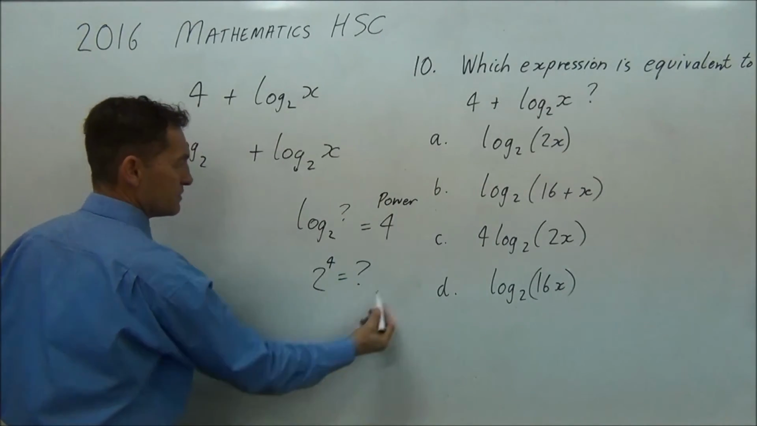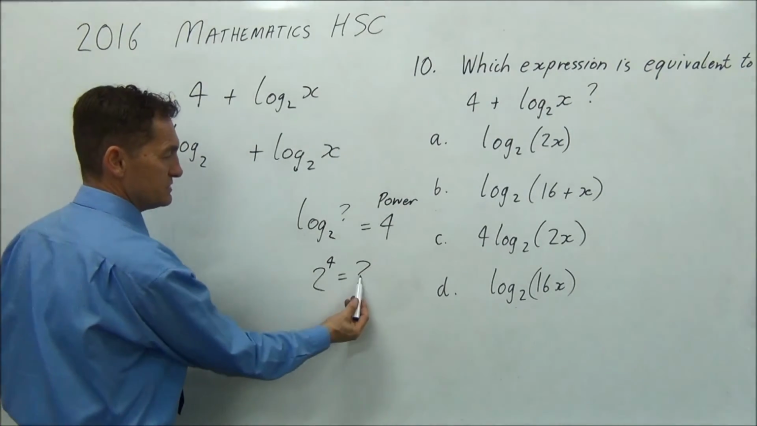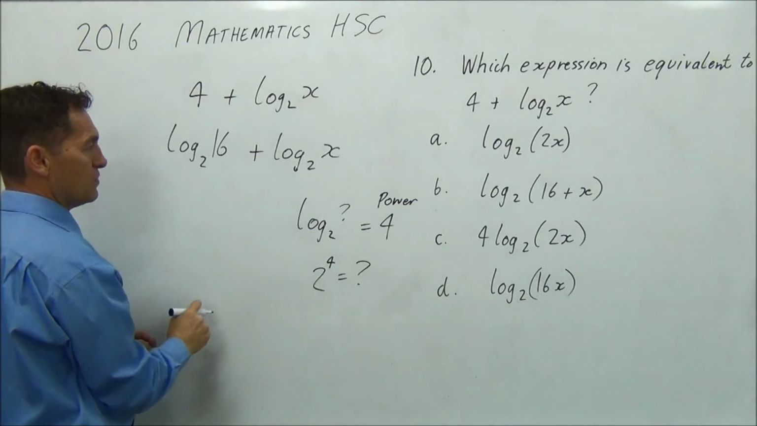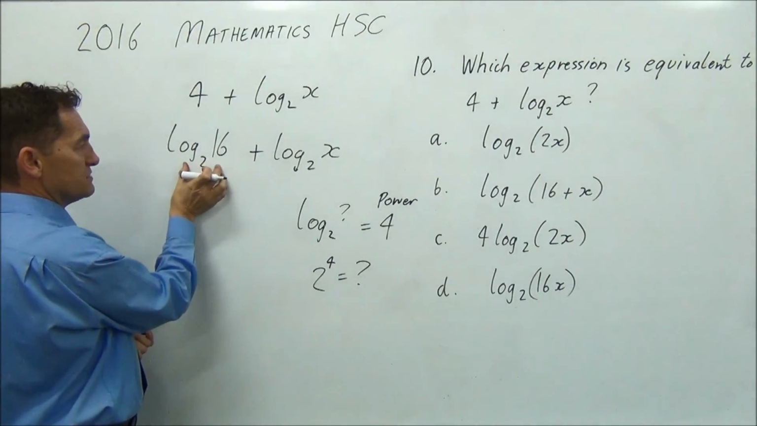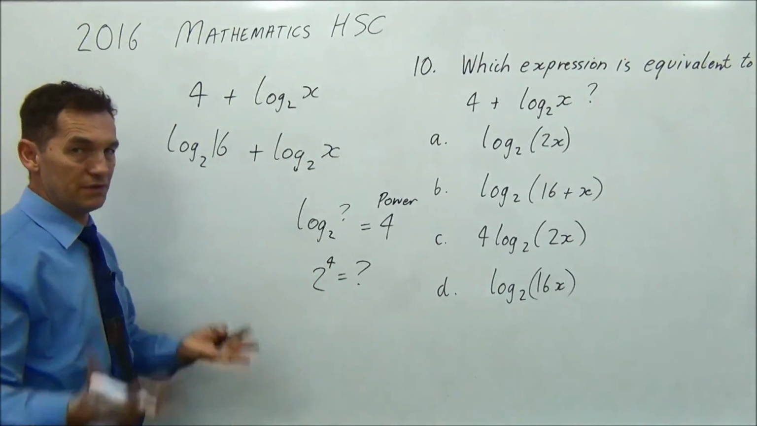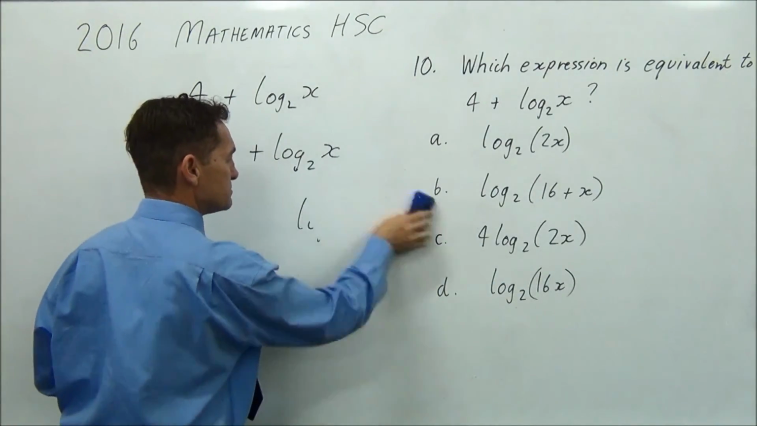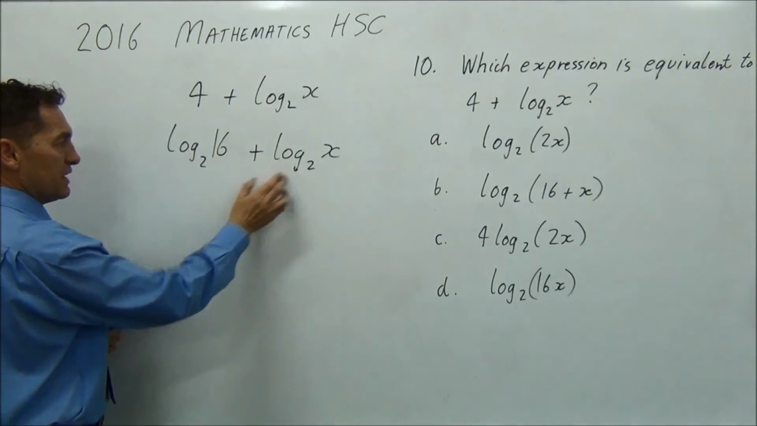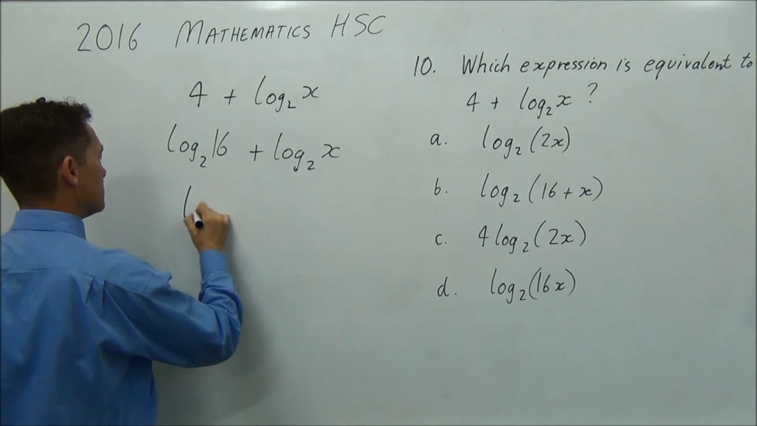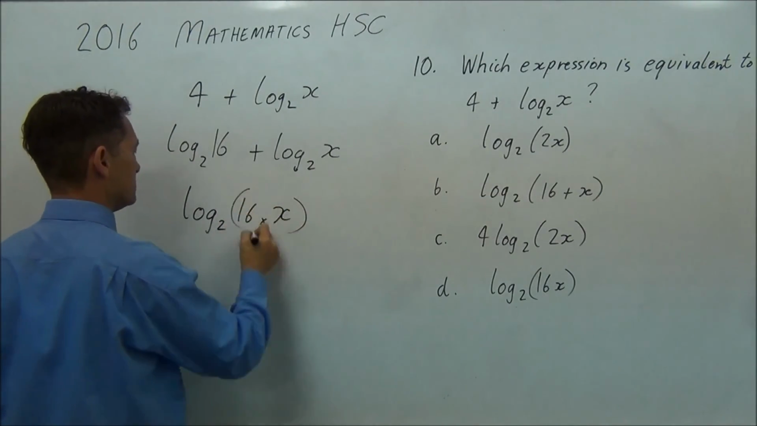And this is a typical log rule. Well, 2 to the 4, 2 times 2 times 2 times 2, there's 16. So this is 16. So log 2 of 16 is 4. So now you've got log 2 of 16 plus log 2 of x, and you've got a plus in the middle. So again, you're going to use another log rule. So let's wipe that out, give us some space. So we just want to add this together. What do you do with adding? You multiply. So you're going to go log 2 of 16 multiplied by x.